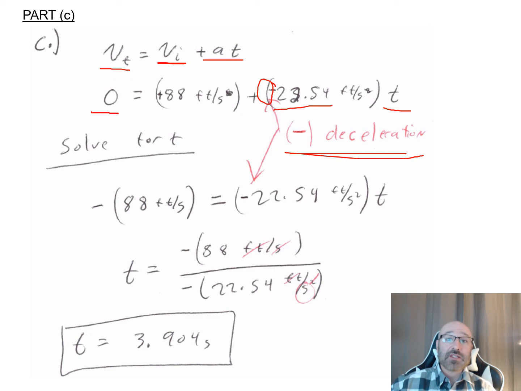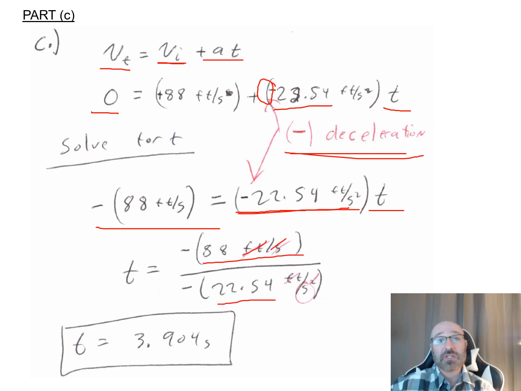Now I come down here and I can say, okay, let's rearrange this and solve for time. So I can move a few things around. I end up with negative 88 feet per second is equal to negative 22.54 feet per second squared times time. Divide both sides by this negative 22.54. Find that time is equal to negative 88 feet per second divided by negative 22.54 feet per second squared. My feet per second cancels with my feet per second here. I'm left with just a second on the bottom right here, which would make a second on the top when I invert that. So time is equal to 3.904 in units of seconds. The units check out. So this is my answer to part C for the time requirement.